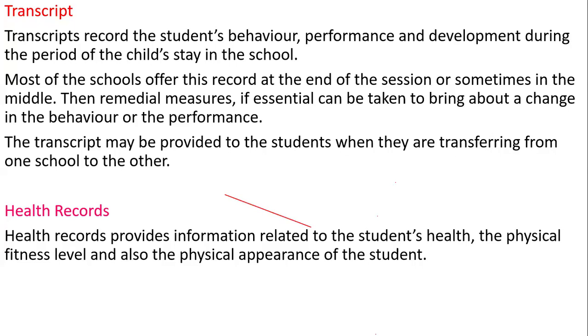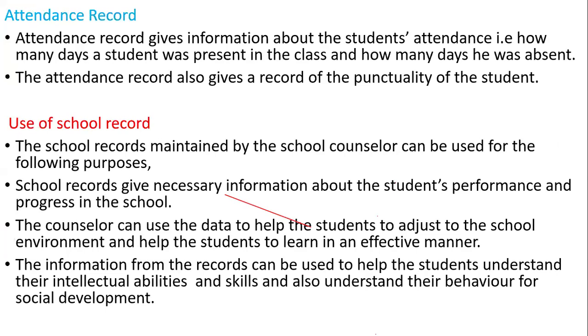What are health records? Health records contain physical fitness level, physical appearance, whether the child is suffering from some diseases, all these things. But here we can't find them in our schools. Attendance records mean the information about their attendance, how many days they were present, how many days absent, whether the child has come to school on time. All these things are included in the attendance record.